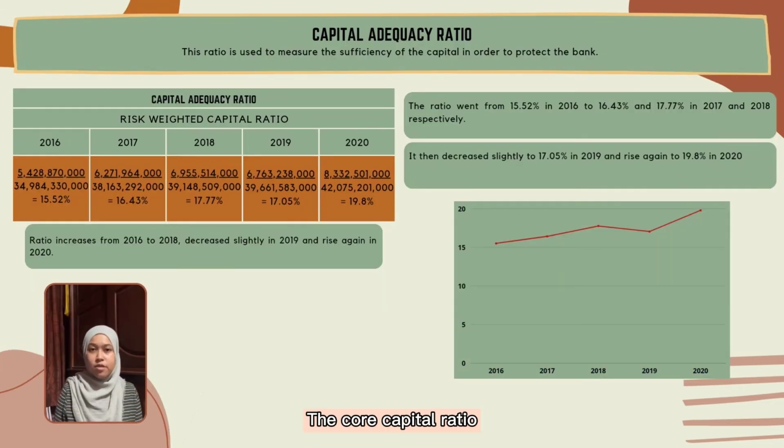The core capital ratio shows an increasing pattern throughout 2016 until 2018. The lowest bound for core capital ratio to be a good ratio is at 6%, and since the ratio of all years has exceeded 6%, this shows that Bank Islam's core capital is sufficient for survival.